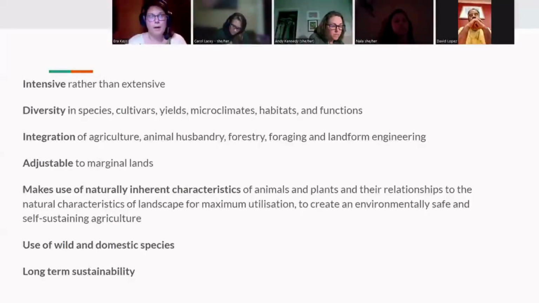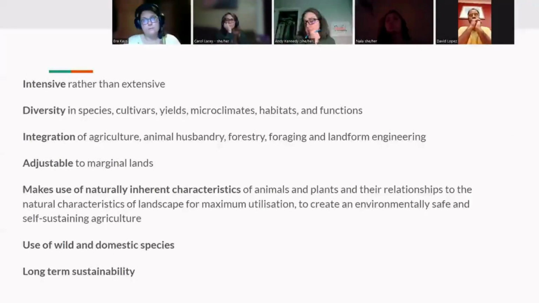Any questions about these statements of permaculture design? Yeah, I have a logistical question. Do these statements come from the original handbook? This comes from the textbook that is the companion book to this course. Okay, so this came from Rosemary Morrow. Okay, thanks.